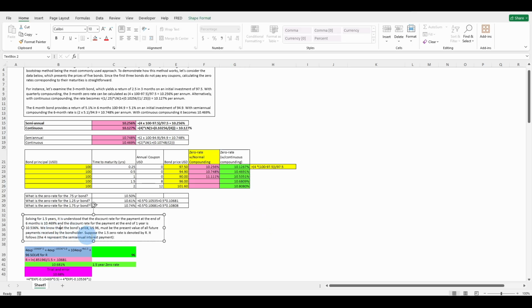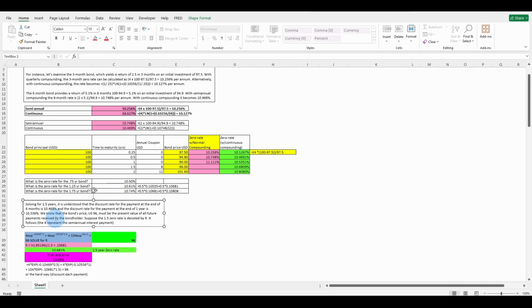We know that the bond price, 96, is right here. We know that the bond price of 96 must be the present value of all future payments received by the bondholder. Suppose the 1.5-year rate is denoted by R. It follows that the 4 represents the semi-annual interest payment. We've used this formula a couple of different times. We have 4 exp(-0.10469 times 0.5) plus 4 exp(-0.10536 times 1) plus 104 exp(-R times 1.5).